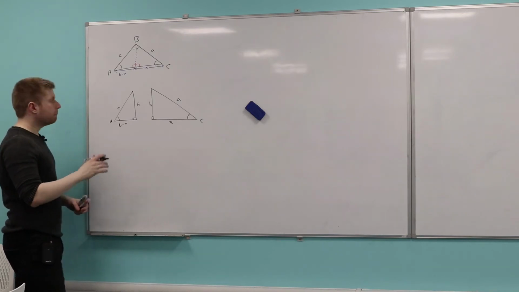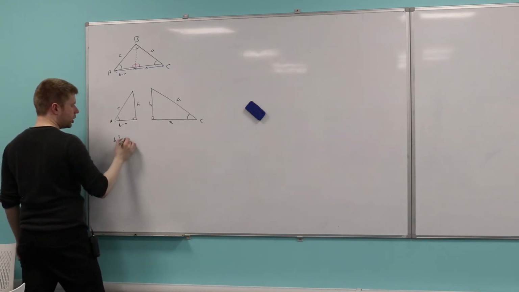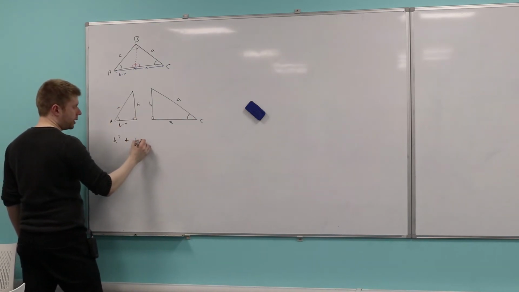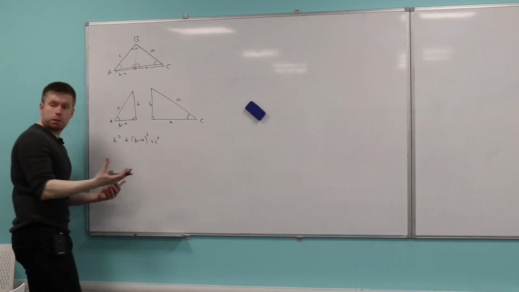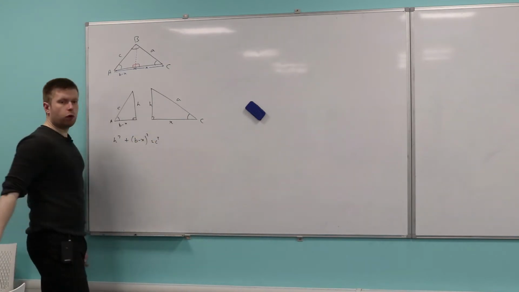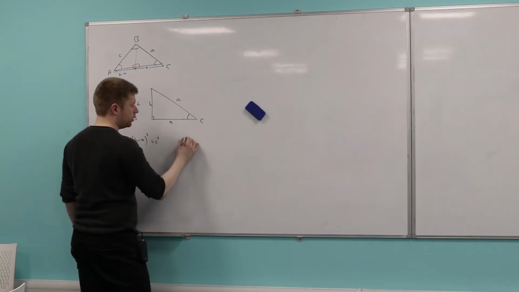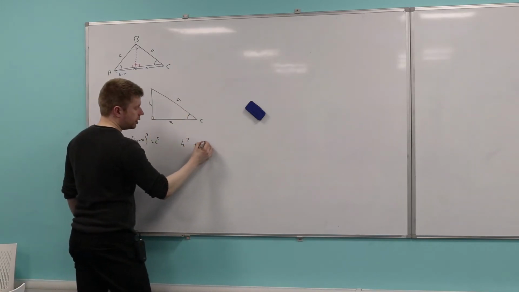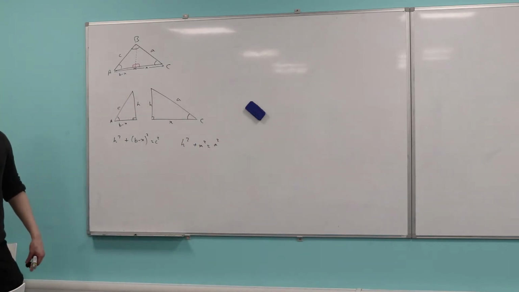h squared plus b minus x squared equals c squared. Good. That side squared, which is h, plus that side squared, which is b minus x, has got to be equal to the square of the hypotenuse. That's just Pythagoras. If I use Pythagoras on this triangle, what do I get? h squared plus x squared equals a squared. Good. That side squared plus that side squared has got to equal that side squared. All good? All right, fine. Let's have a look at this.